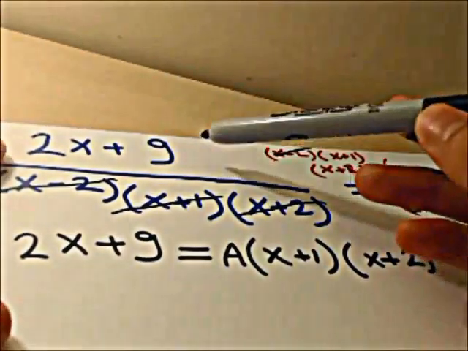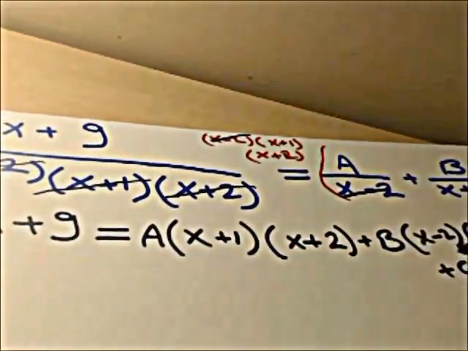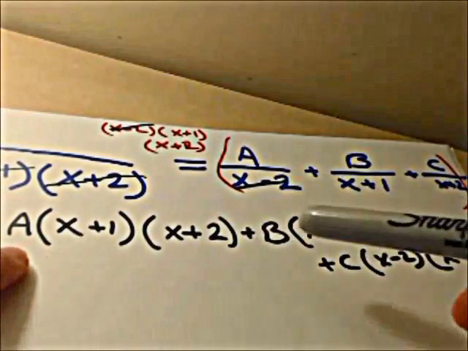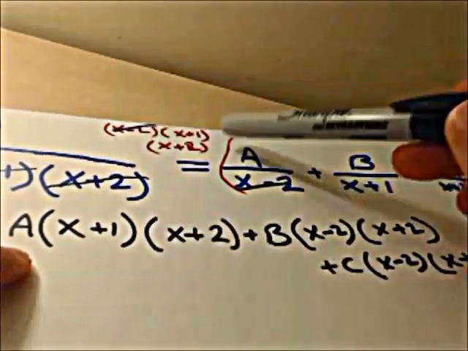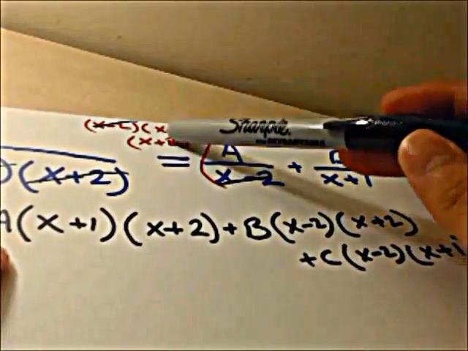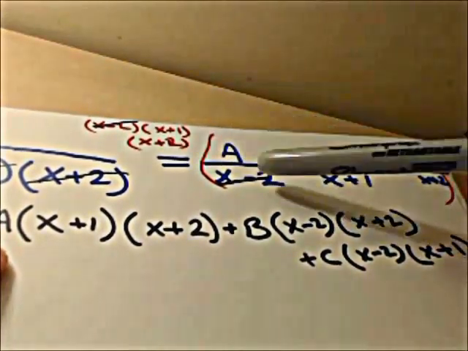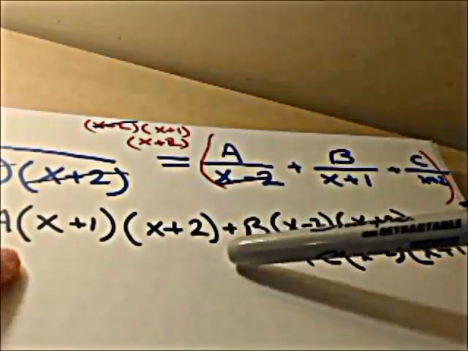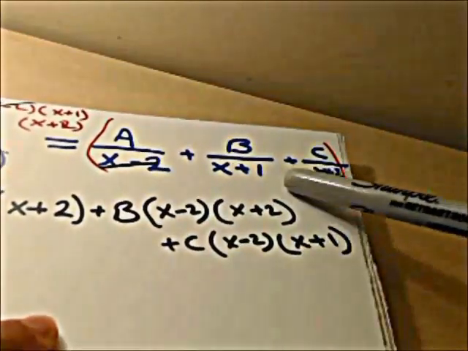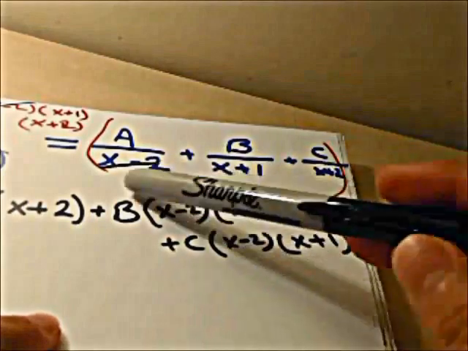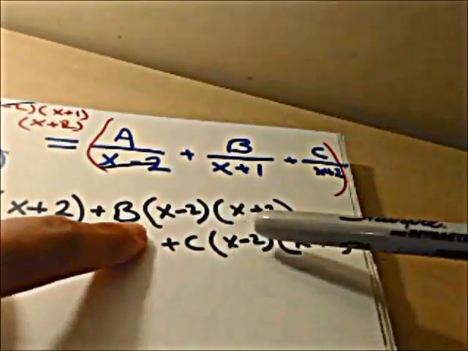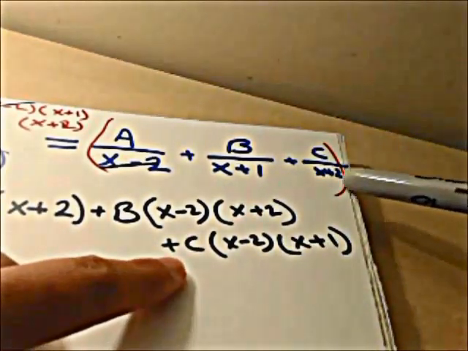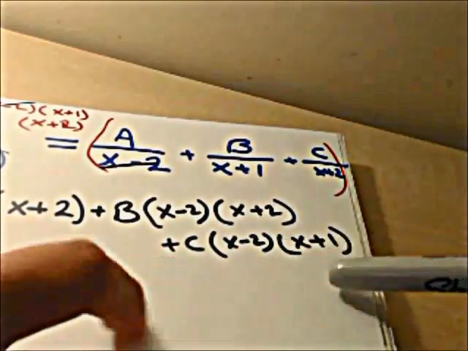Again, that's how our equation would break down. We got rid of the denominator, and we're left with the numerator on this side, 2x + 9. And here, as I said before, we distribute the denominator to each piece. So in A, we got rid of its denominator, but we're left with (x + 1)(x + 2), so A times that. Same thing for B, we got rid of its denominator, and we're left with the two other terms, B times (x - 2)(x + 2). The same thing for C, we got rid of the x + 2, its denominator, and we're left with (x - 2)(x + 1).